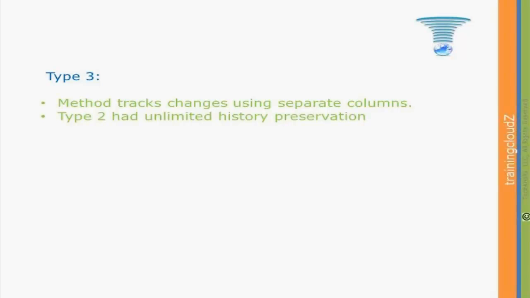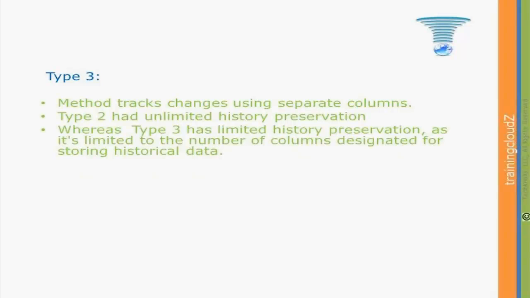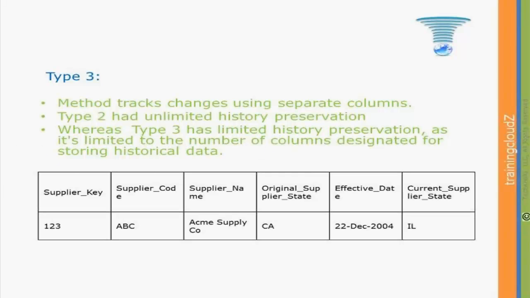Type 3 is just the recent history, the most recent history, nothing else. Which means I want to track the customer's last change, but not his entire lifetime of changes. Then you build a type 3 dimension. It is friendly because you are not adding one more history record. You maintain the history in the same record in a different column. It looks like this: supplier key is 123, supplier code is ABC, supplier name is Acme Supply Company, original supplier state is California, effective date is this one, and the current supplier state is Illinois.